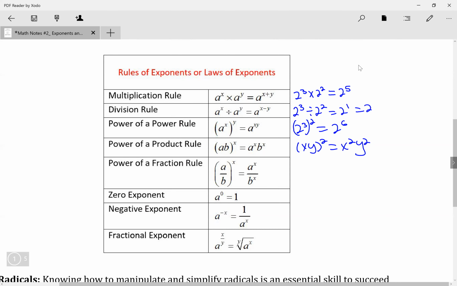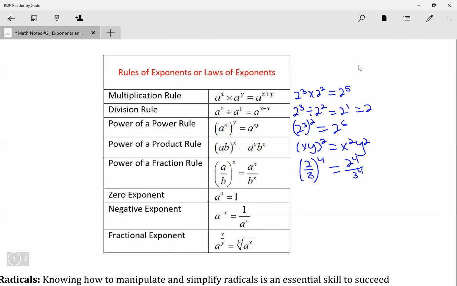Next, I have the power of a fraction rule. A over b to the x power equals a to the x power over b to the x power. Both this and the previous one are basically similar to distribution, so that's how you can remember these two rules. Here, let's say I would have 2 over 3 to the fourth power. This would equal 2 to the fourth power over 3 to the fourth power, and then you could further simplify to get your answer. Next, zero exponent.